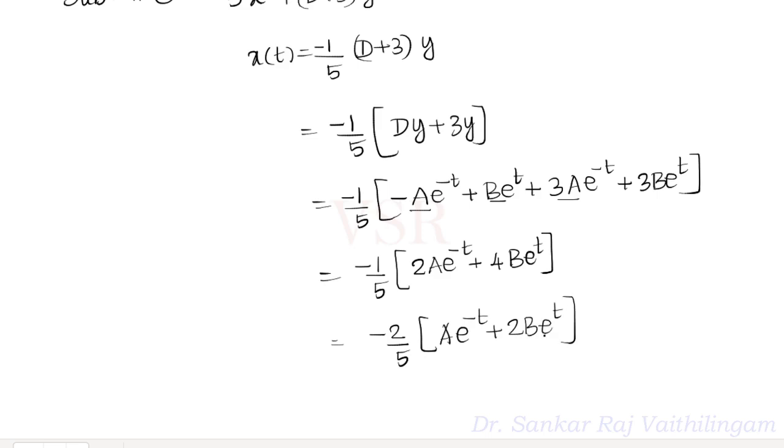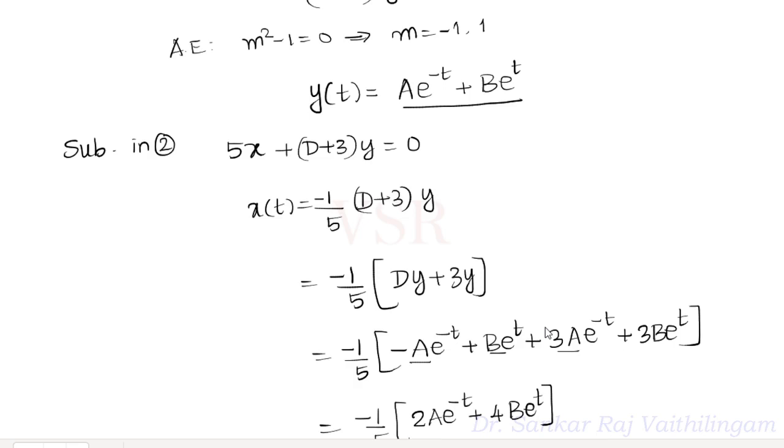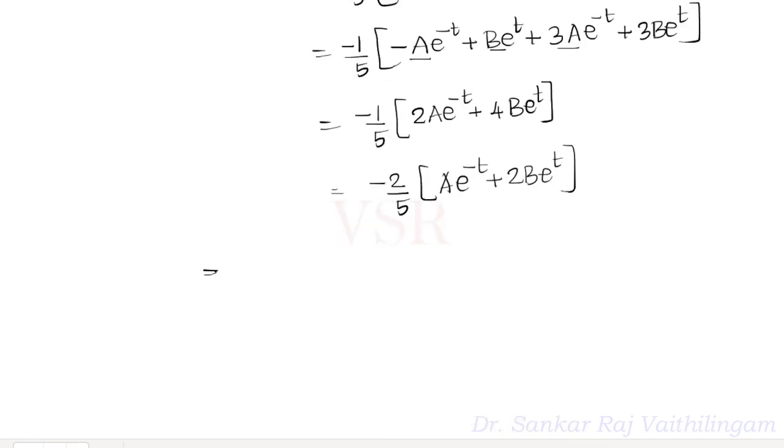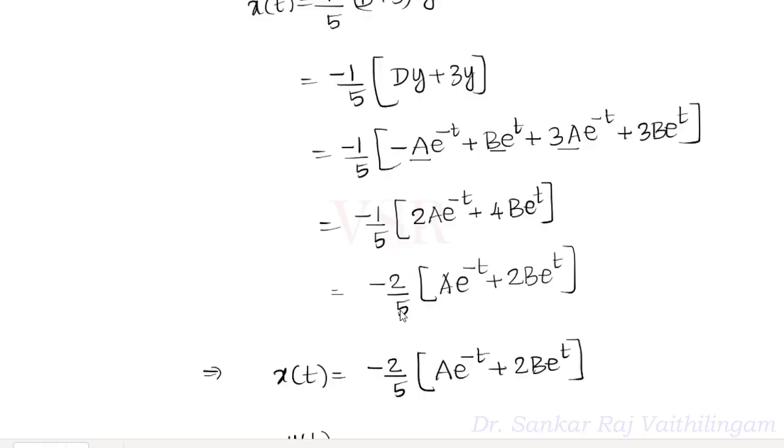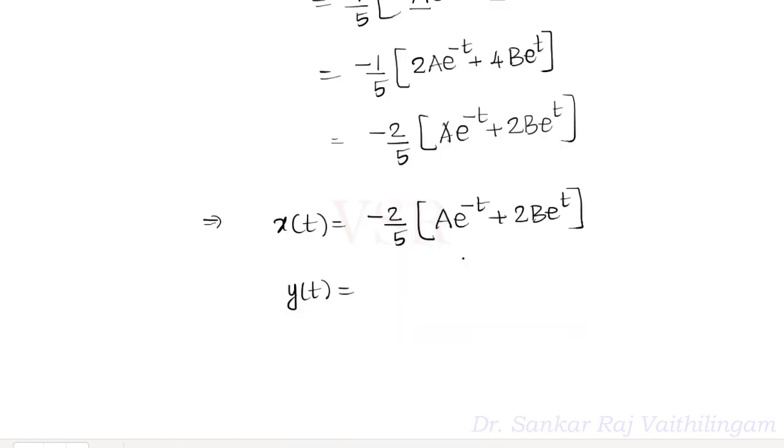Okay, so x of t is known now. So what is y of t? Therefore this implies that x of t is equal to minus 2 by 5 into a e to the power minus t plus 2b e to the power t. So this is my x of t, and y of t is equal to a e to the power minus t plus b e to the power t. So this is my solution.